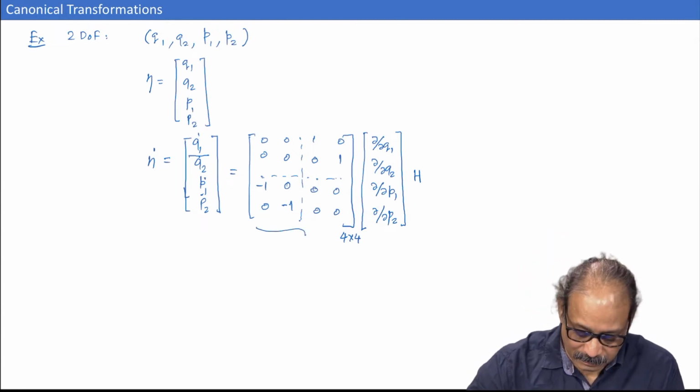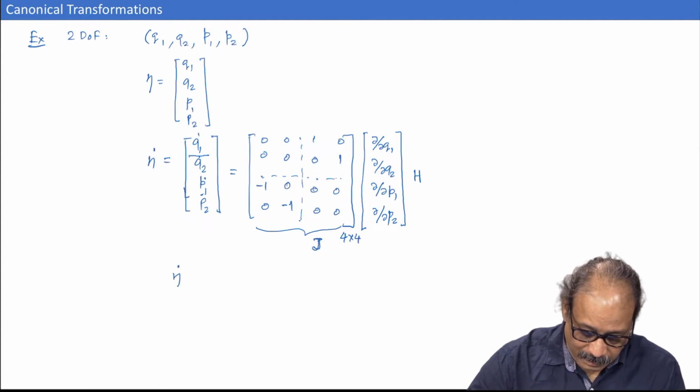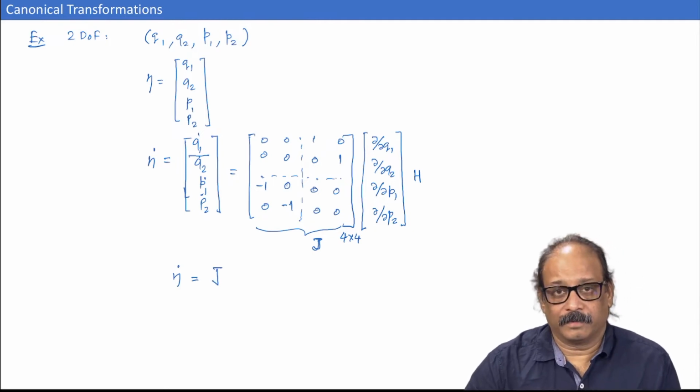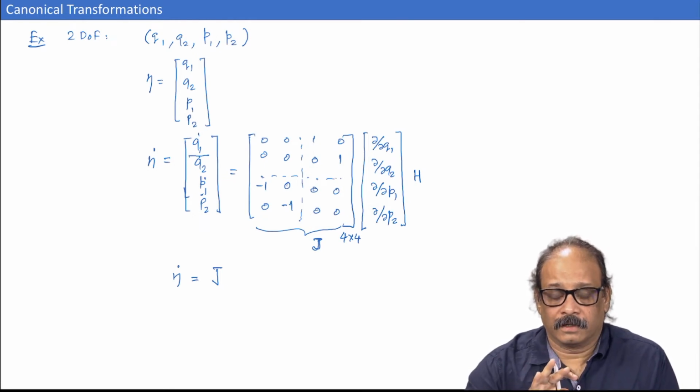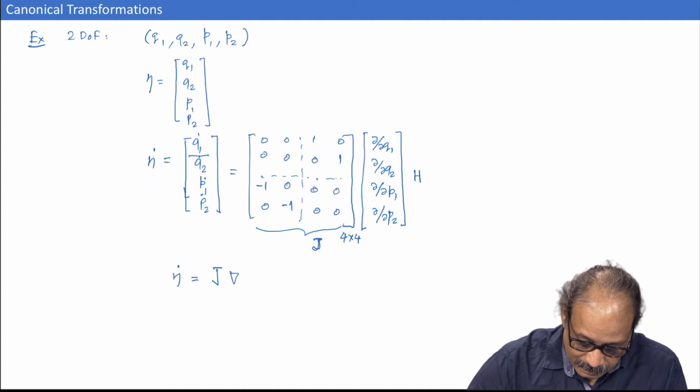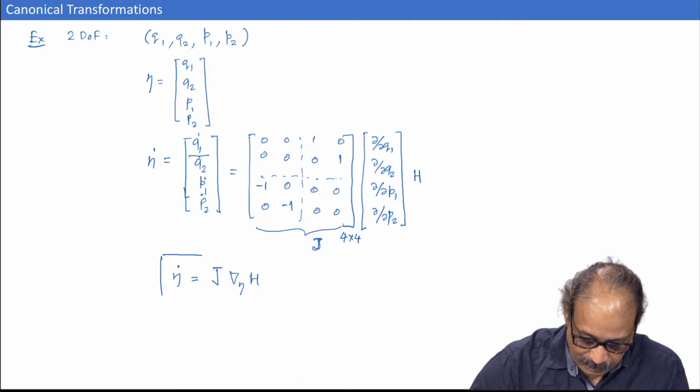So, the structure of this matrix is important, because this is what will appear in your general case. So, finally, again we can write eta dot as the matrix J. Remember, now it will be 4 by 4, because you have 4 canonical variables, and the gradient with respect to eta of H. Let us put this in.